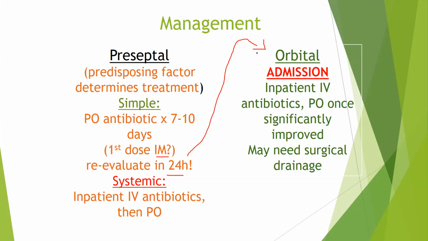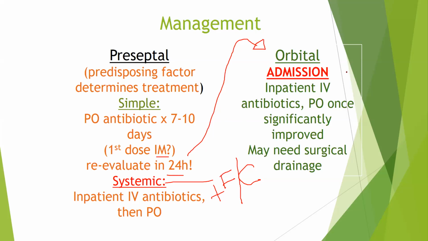So we want to make sure that this patient is improving and that the antibiotic that we chose is the proper antibiotic. If it goes systemic, so it starts to move away from the eye, starts to present more like an orbital cellulitis, or they have systemic features such as fever or chills, right? Then we definitely want to admit these patients and put them on IV antibiotics.